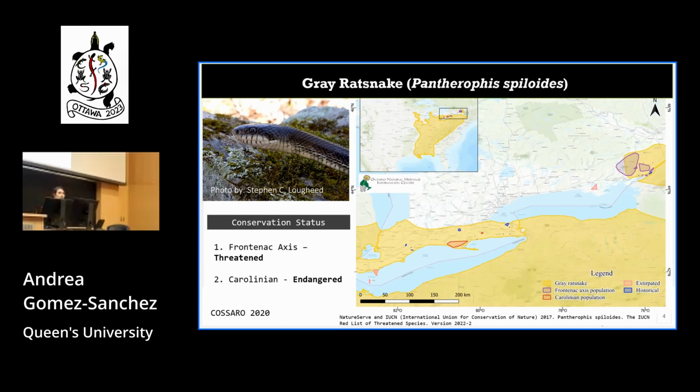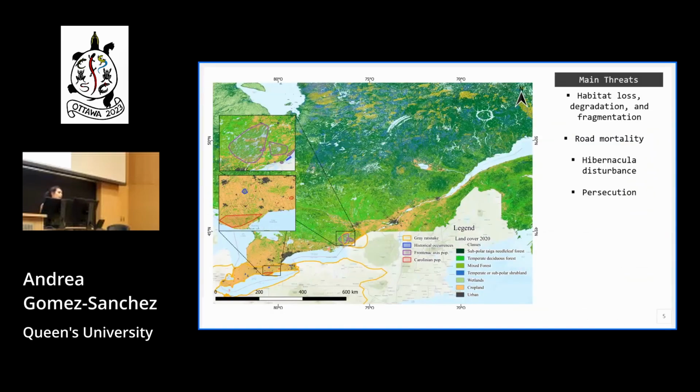but it's completely disjunct from other populations in the eastern and central United States. These populations are classified as threatened and endangered provincially and federally, and both are considered declining. The reasons are basically habitat loss and fragmentation, specifically for the Carolinian population, but also increased mortality by roads and persecution.